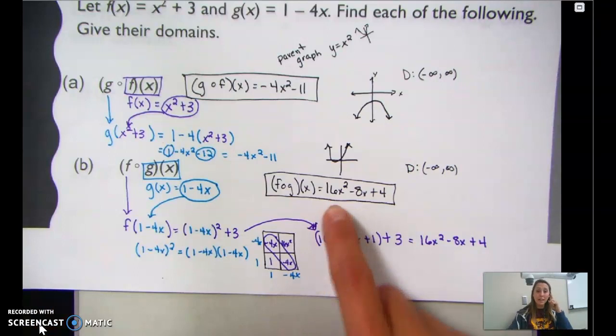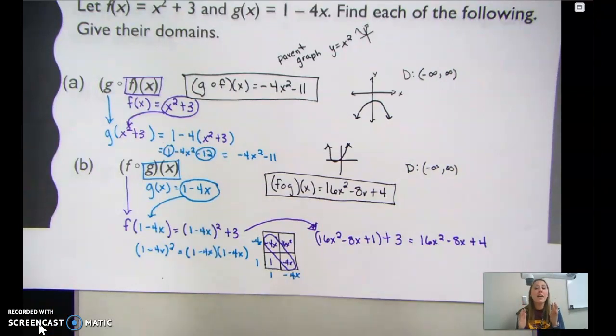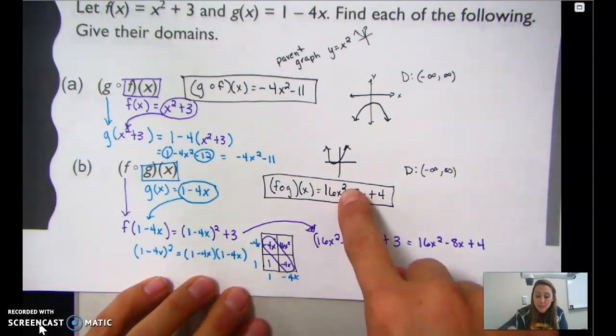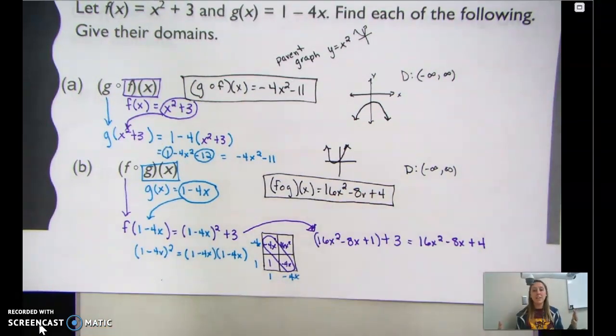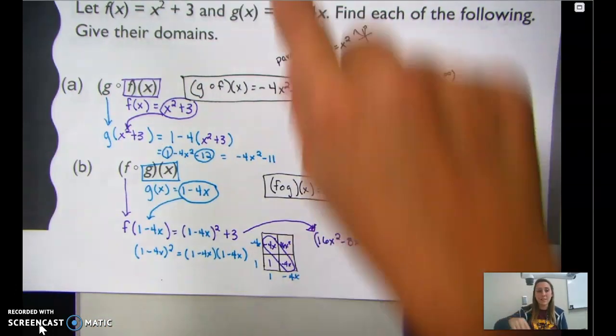Again, the domain. I know that my parent function is a parabola again. So then I know that there are no values of x that I can't plug in. Everything's going to work. So from negative infinity to positive infinity.